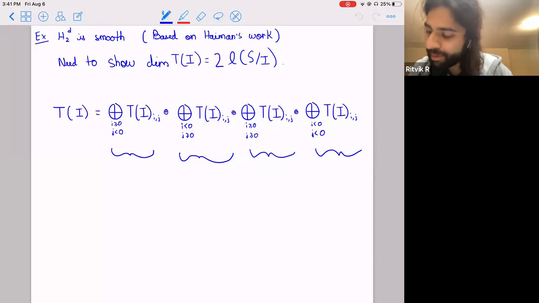So first of all, the tangent space decomposes, as we saw with the Z2 grading. And then if the first index is non-negative and the second one is negative, that's one piece that we're going to consider as a whole.